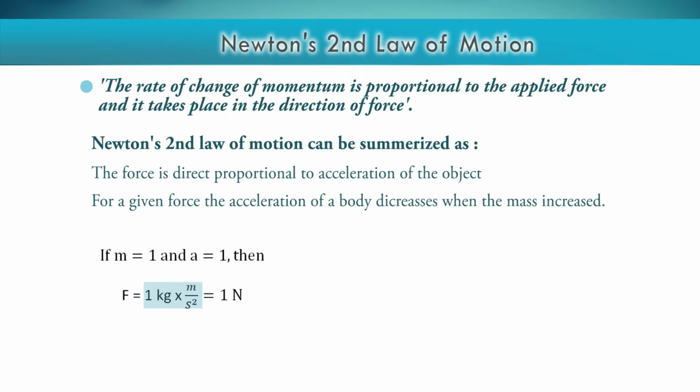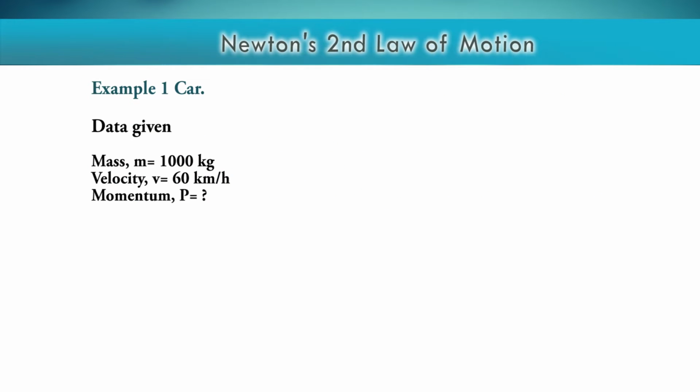Example: a car of mass 1000 kg is moving with a velocity of 60 km per hour. What is its momentum? Here we have been given the mass of the car, which is 1000 kg, and its velocity v, 60 km per hour.